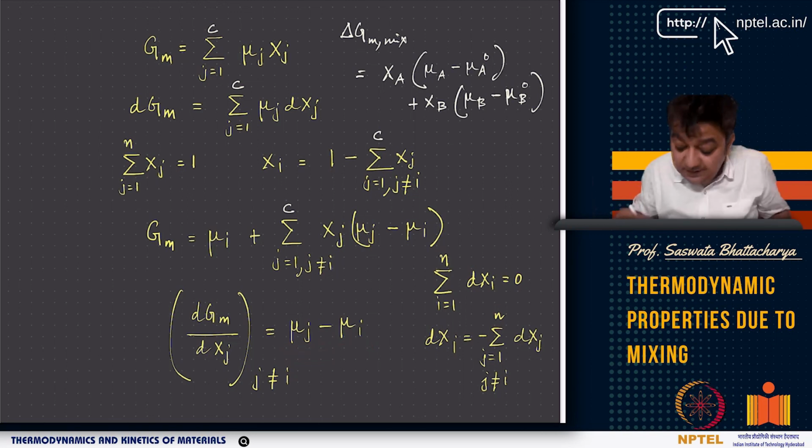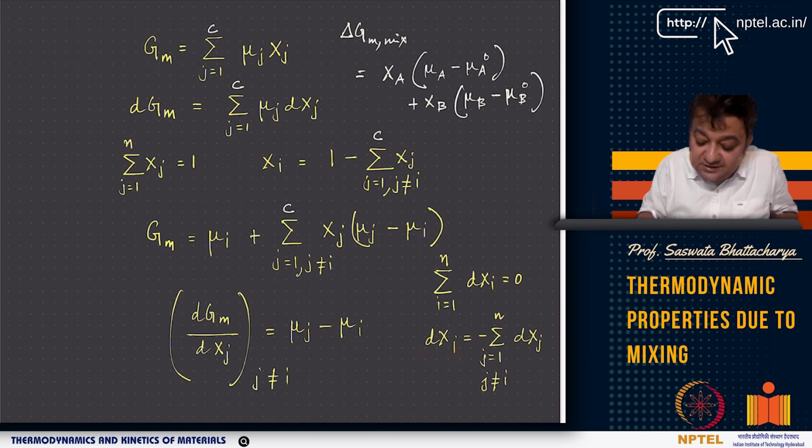Right? And remember dxi is equal to 0. So if you look at del gm del xj, it is mu j minus mu i, and dxj is my dxi, so because you have mu j dxj, right? So mu j dxj is there.